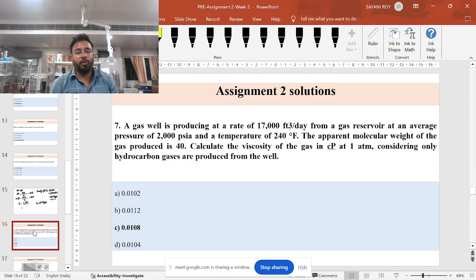A gas well is producing at a rate of 17,000 feet cube per day from a gas reservoir at an average pressure of 2000 psi and a temperature of 240 degree Fahrenheit. The apparent molecular weight of the gas produced is 40. Calculate the viscosity of the gas in Cp at 1 atmosphere, considering only hydrocarbon gases are produced from the well. Option A is 0.0102, option B is 0.0112, option C is 0.0108, and option D is 0.0104. Write down the question.